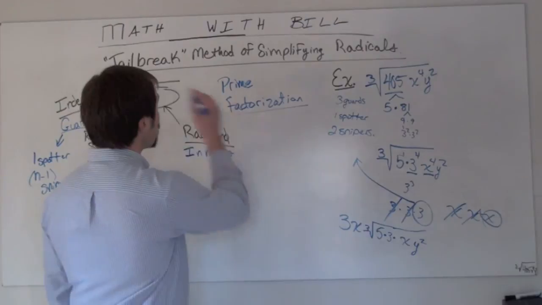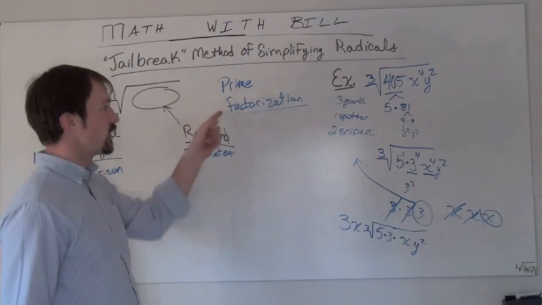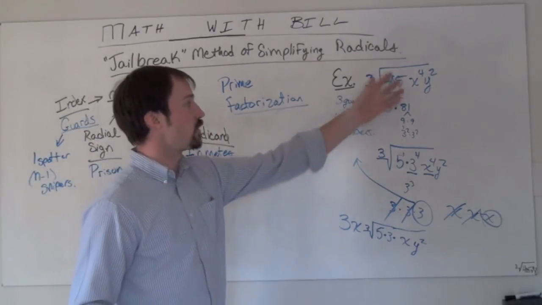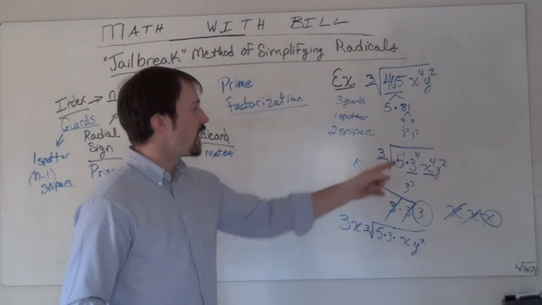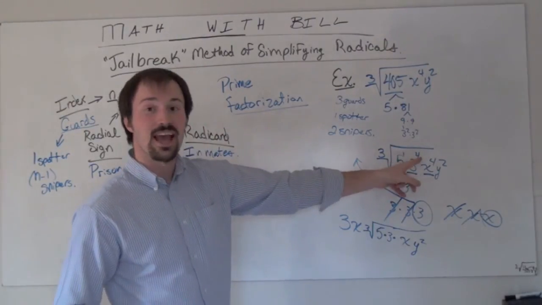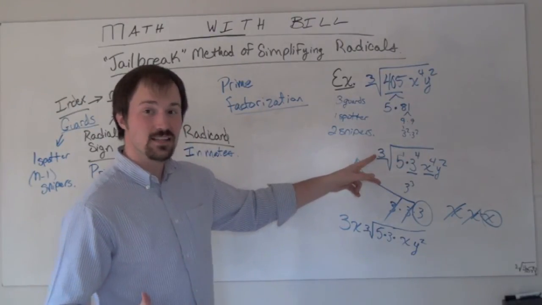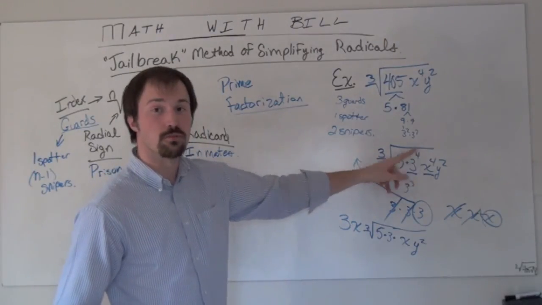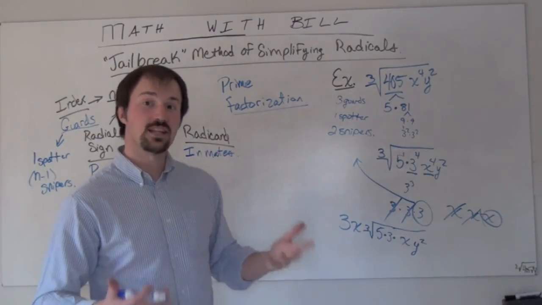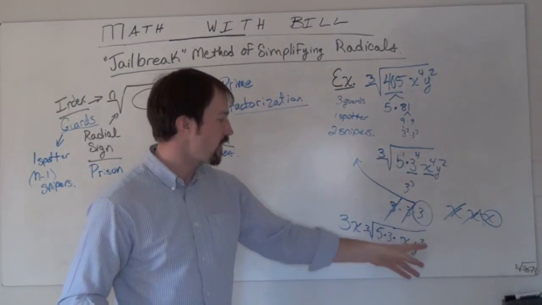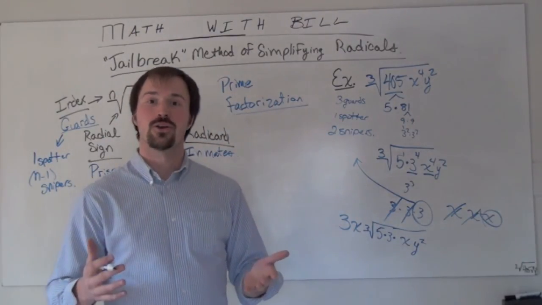So, quick recap. For the jailbreak method of simplifying, first thing we want to do is take our radicand and do a prime factorization. Make sure that all of our numbers are broken down so that they are only a product of primes. And then for every term where the exponent is at least the index, or there's as many members of a group as there are guards, that means that a jailbreak will happen. Continue this until all of the exponent values are less than the index, and you will have simplified your radical expression.